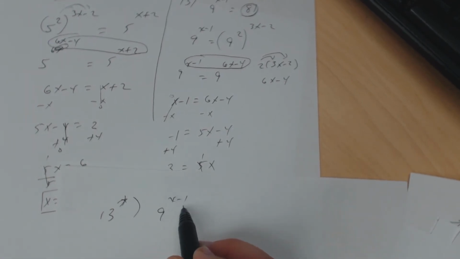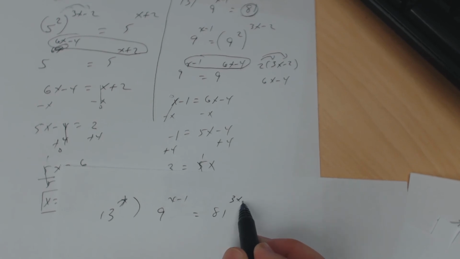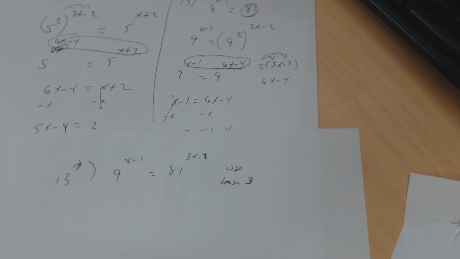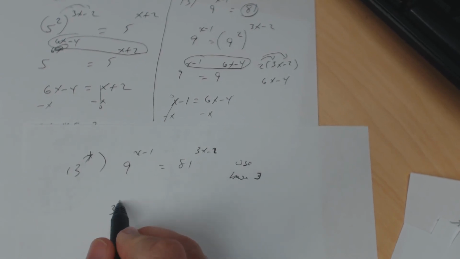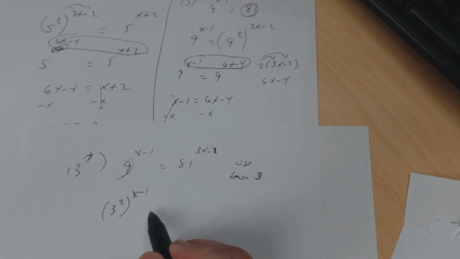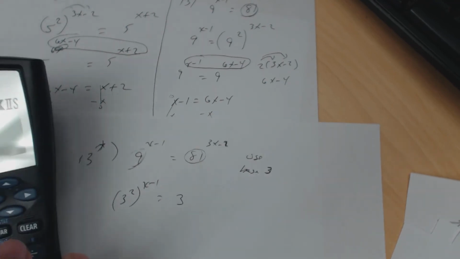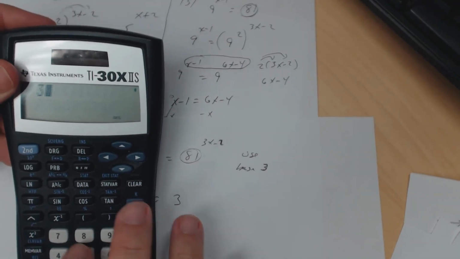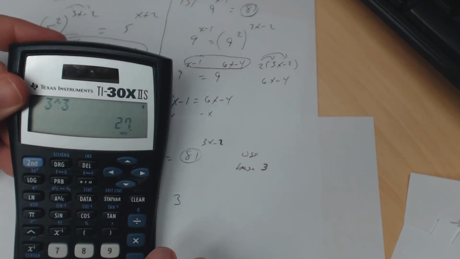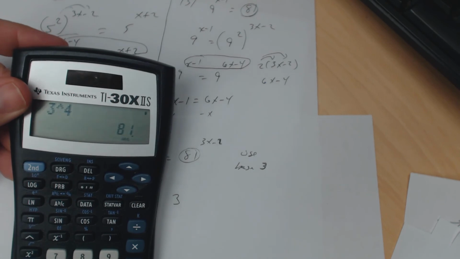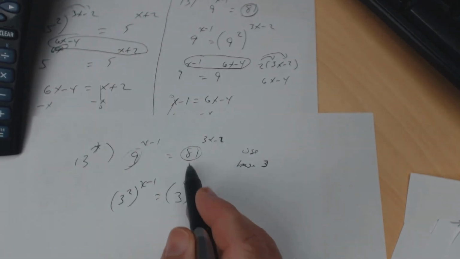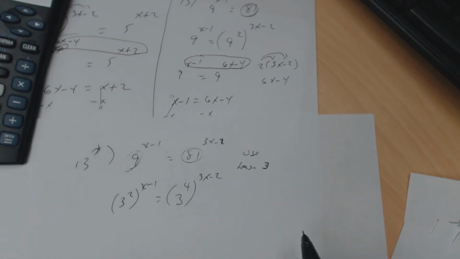And let's use base 3, because both of those composite numbers have 3 as a factor. Okay, so 9 is 3 squared, right? So I'm going to rewrite this 9 as 3 squared, but it's being raised to x minus 1, so make sure you put that in parentheses. Now, if you're not sure what 81 is right off the bat, just use your calculator. 3 raised to the 3rd power is 27. 3 raised to the 4th power is 81. So 81 is 3 to the 4th, and it's being raised to the 3x minus 2 power.